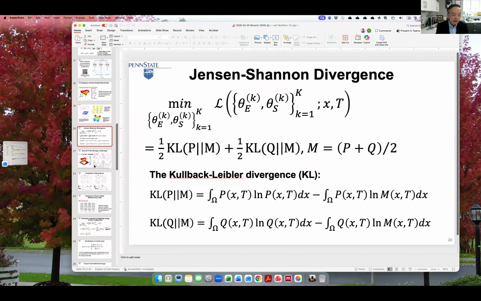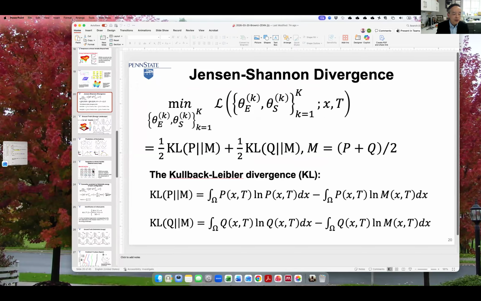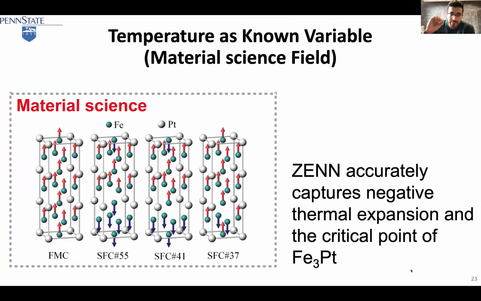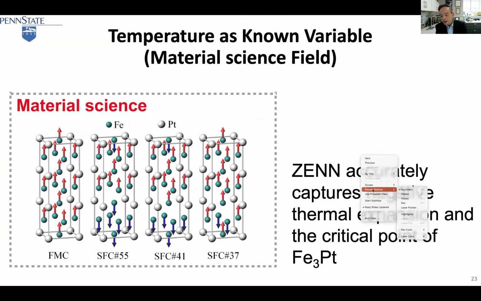Okay, now Fe3Pt is a very interesting material. Hi, Professor Liu, could you please go to the next slide? Thank you. Fe3Pt is Invar. Invar means the volume decreases with temperature, which is called negative thermal expansion. Usually when temperature increases, volume increases, right? But for Invar, in some temperature range, the volume decreases when temperature goes up. That has a critical point.